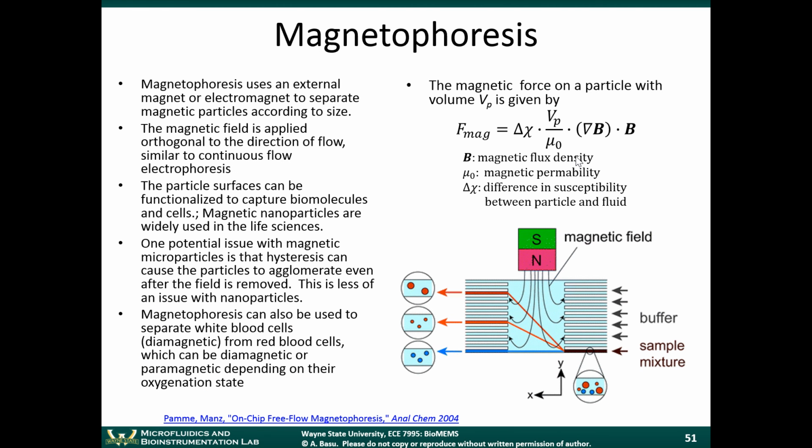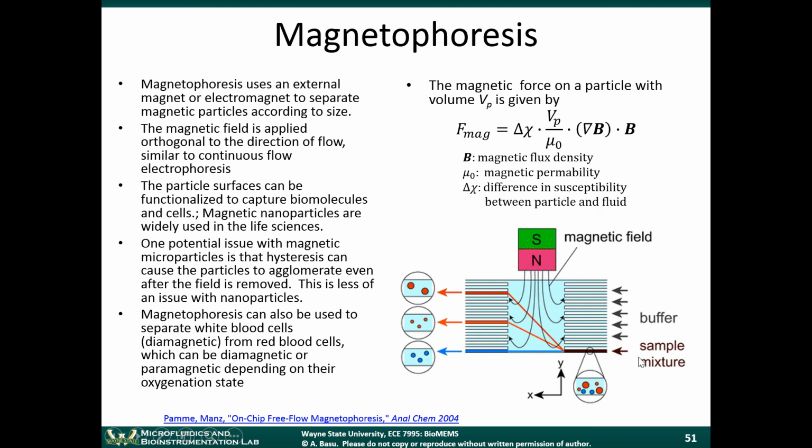Another example is to use magnetic forces. This is relatively straightforward. You can imagine that different particles could be magnetized, and magnetophoresis basically means you have flow in the channel. In this case, the flow is going from right to left. You also have a magnetic field that's acting on the particles, and the magnetic field can cause the particles to migrate at different rates depending on their size and magnetic properties.